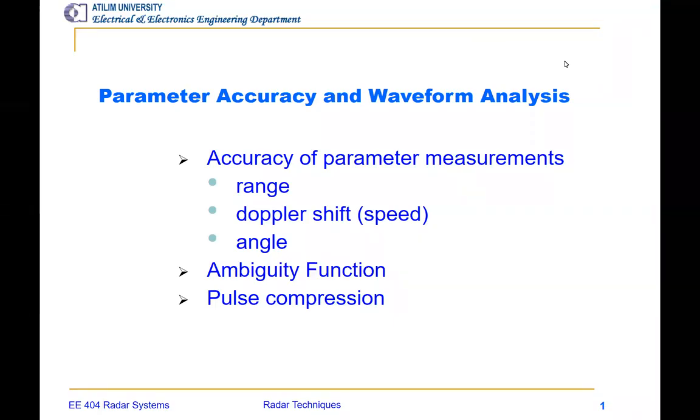Okay, good afternoon. Today we'll be studying accuracy of the parameters and radar waveform analysis.